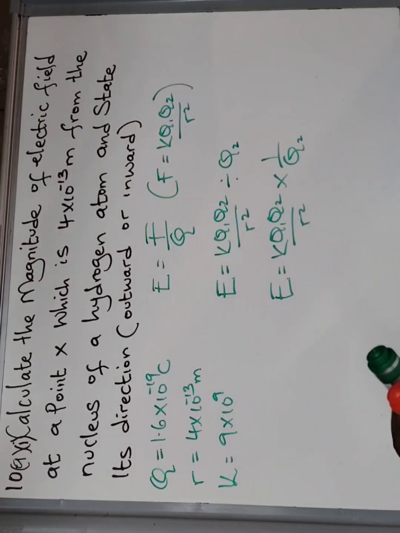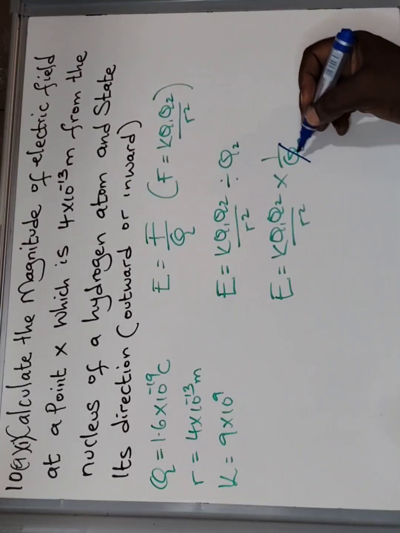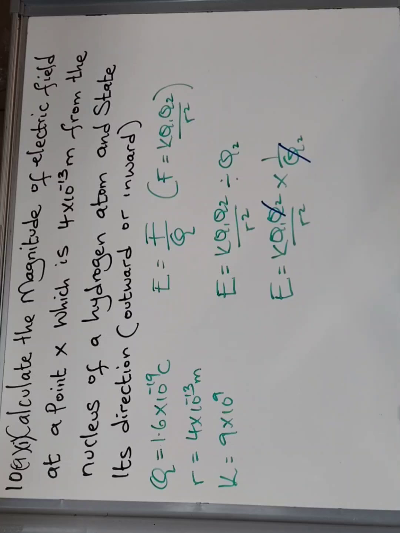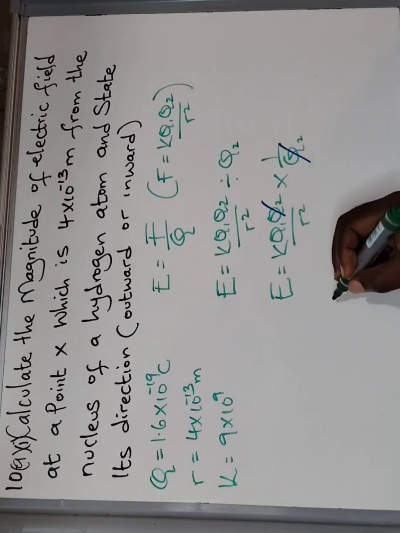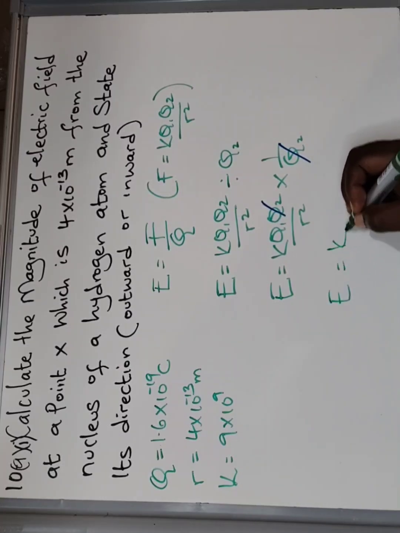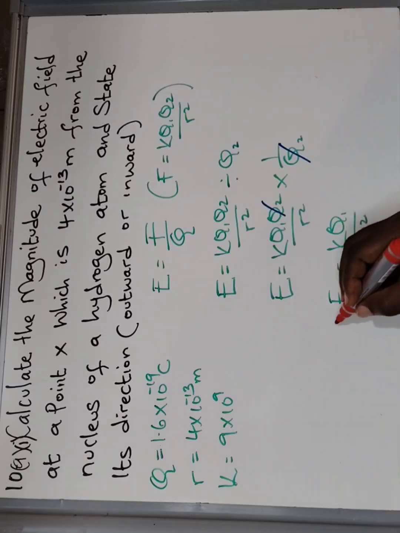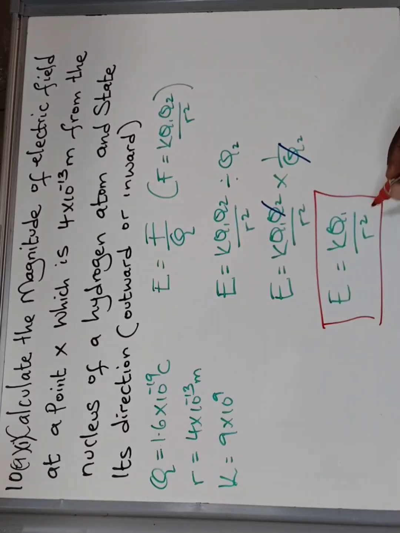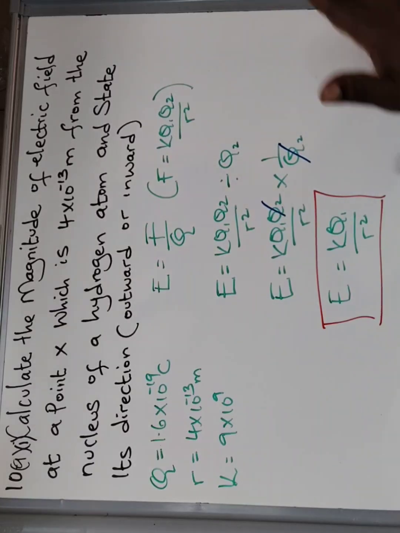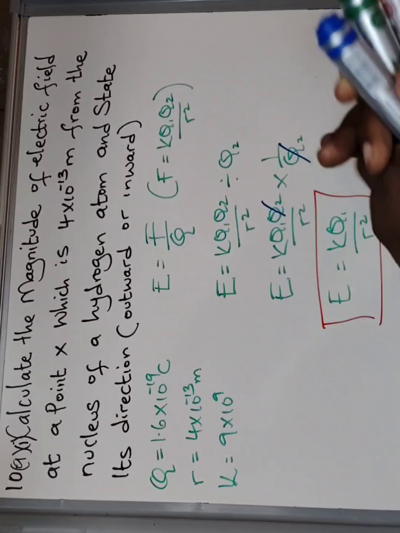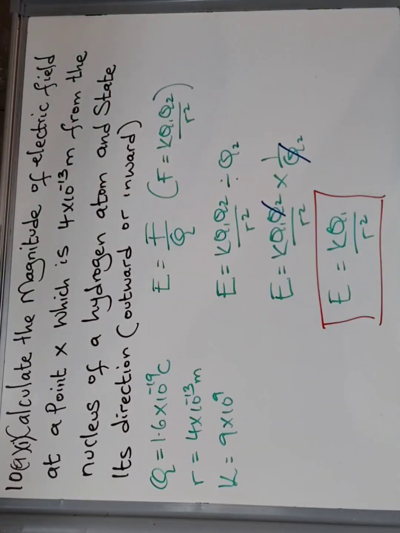What do we do? You cancel out Q2 and Q2. And from there, you get E as KQ1 over R squared. Now, this is a fundamental equation in electrostatics. That's how it comes about, so you should start applying it. It's close to impossible for a question paper to come without it.